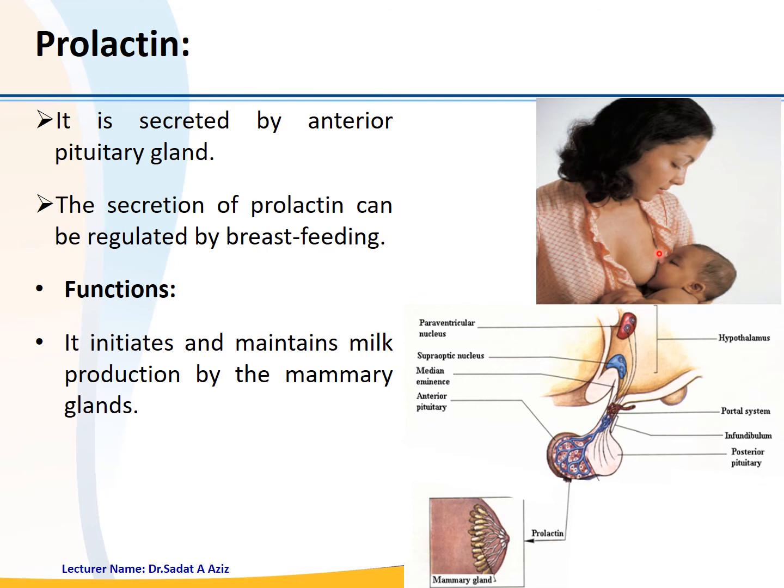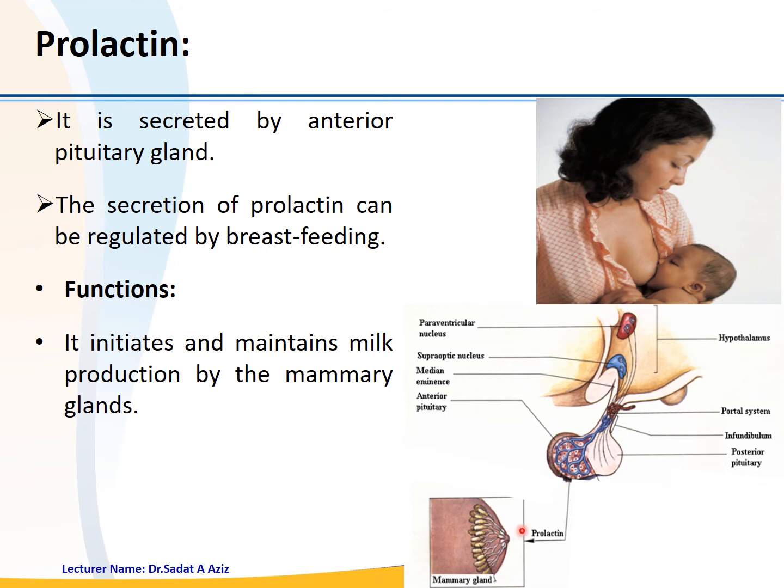sensory signals to the hypothalamus, and from the hypothalamus it can send signals to where? To the anterior part of the pituitary gland to release what? Prolactin. And when prolactin gets to the mammary gland, it stimulates the glands within the breast to initiate and maintain milk production.